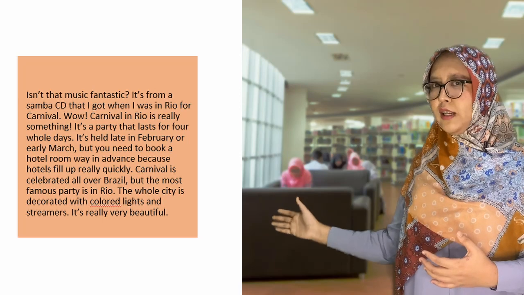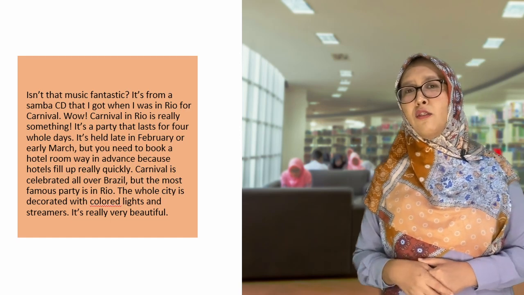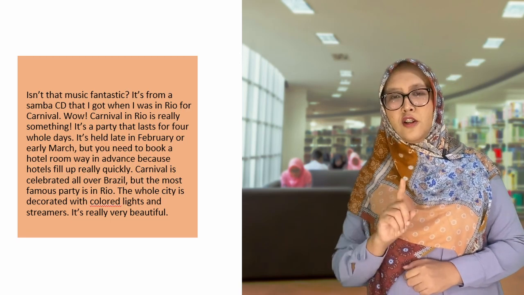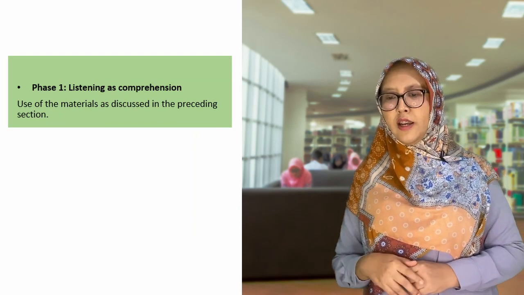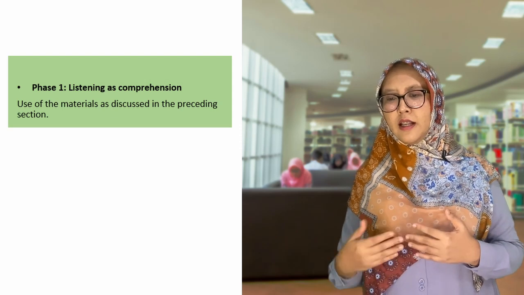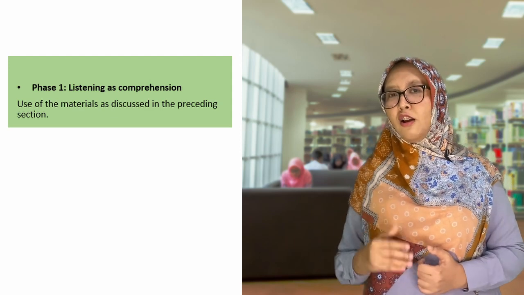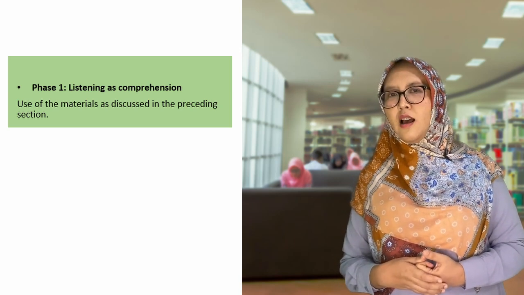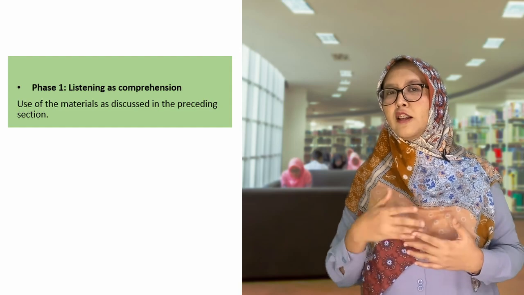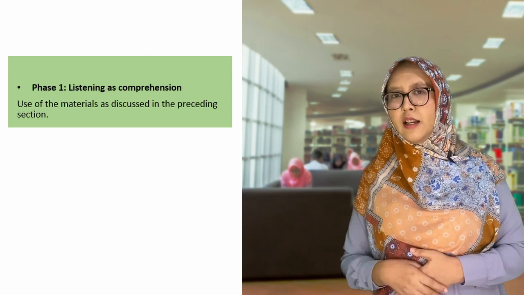The first one is, for example, you can give your students a recording, yeah, a text, for example, like this. This is the script, and then you can divide the activity into two phases. In the first phase, you can implement listening for comprehension. During the first phase, you can use the materials as discussed in the preceding section to, for example, answer multiple choice or bottom-up questions, and to identify the main ideas, to understand certain information that is being said in the text. That is in phase one, by implementing listening for comprehension.